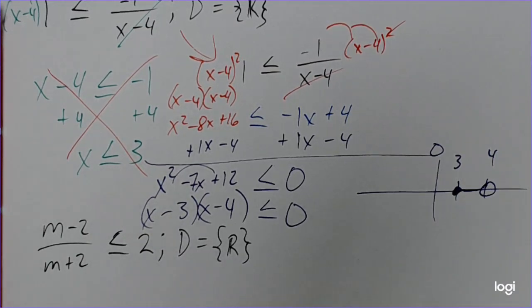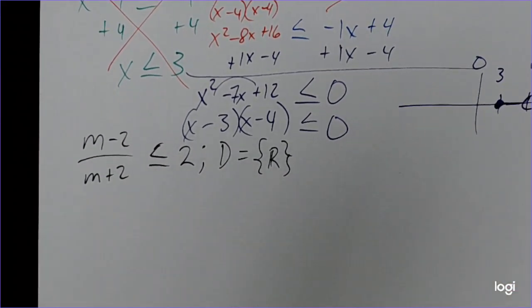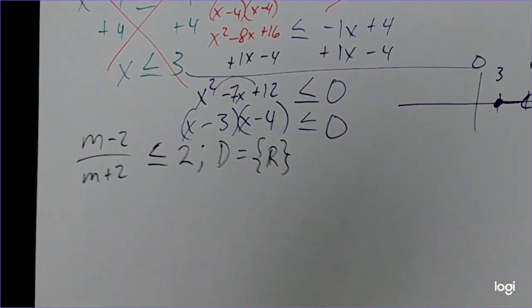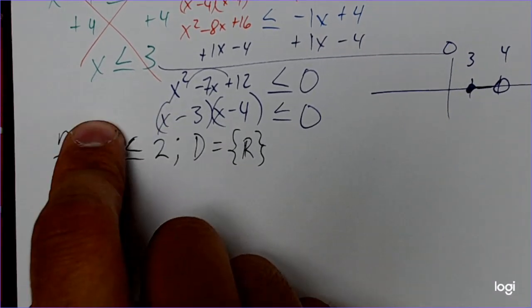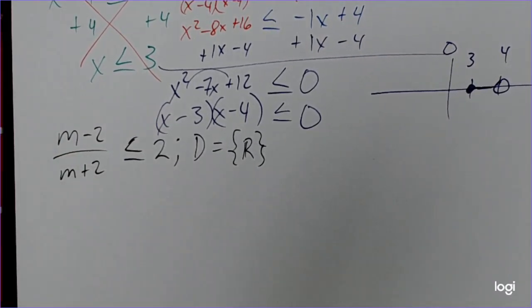Now that we got that figured out, let's see here. What is next? All right, we have to do another version of this problem. Okay. So this one we've got m minus 2 over m plus 2 is less than or equal to 2. Similar setup of the problem, except now we have a variable in the numerator too.